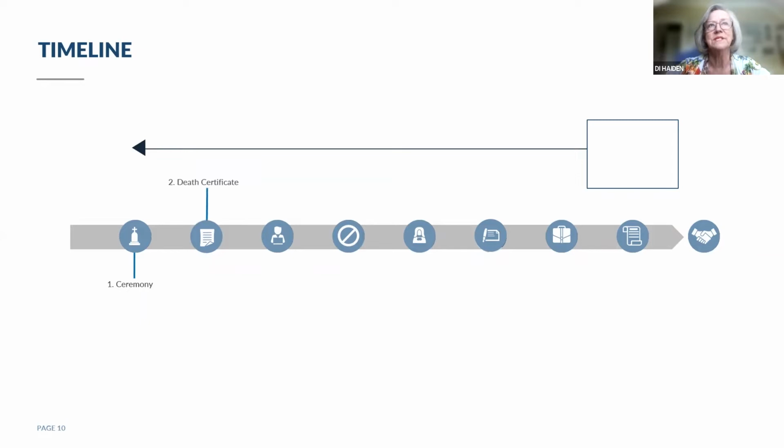Someone dies, there's a ceremony, and then the death certificate has to be produced. Nothing can happen until we've got the death certificate. The executor who's appointed in the will appoints an administrator. The estate is frozen. We can go through how long, we've been through it before, but it's not for the whole time that the estate is being wound up. It's only until the master issues the letters of executorship.